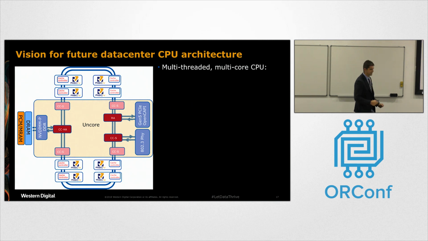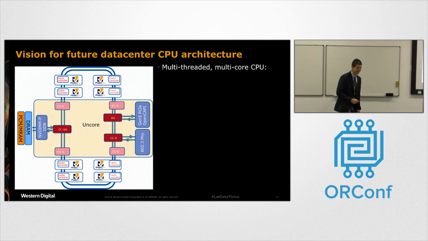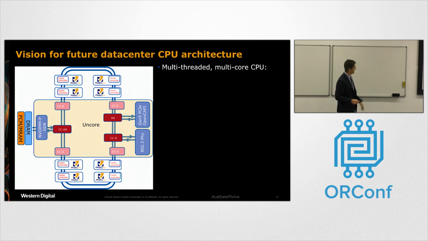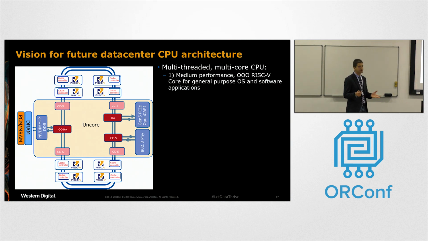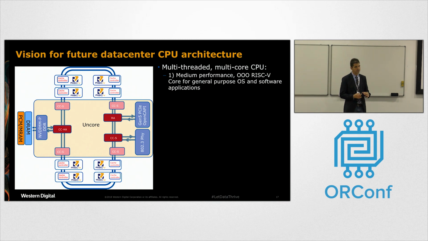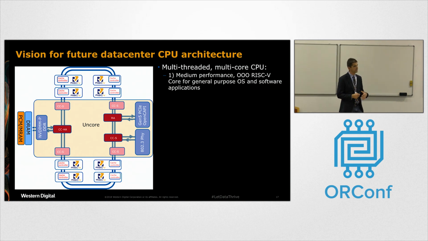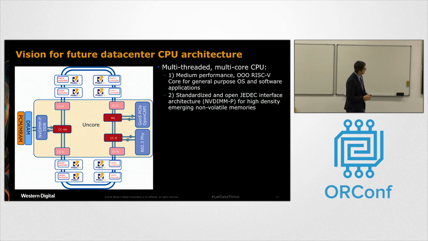And here is the legally approved vision. Sorry, I will just read the words. A multi-threaded, multi-core CPU with medium performance that would require an out-of-order RISC-V core for general purpose OS and software applications. I don't think the world has to go crazy with the performance. It needs good enough performance to run a normal OS, enumerate peripherals, etc. It needs support for standardized and open interfaces such as the JEDEC interface for the memory.